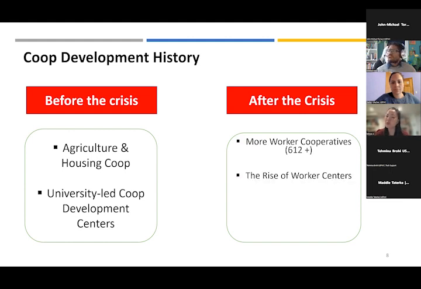And how about the rise of worker centers? Worker centers became critical in organizing very informal and platform workers. Now there are hundreds of worker centers working with day laborers, domestic workers, and very temporary informal workers.